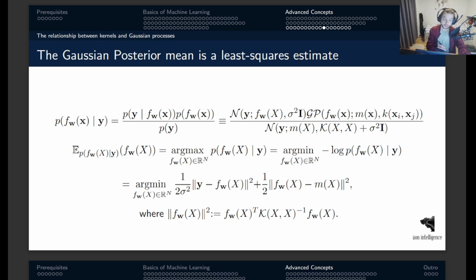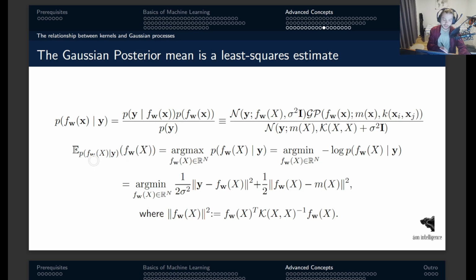And I want to convince you again that the Gaussian posterior mean is a least squares estimate. And for that, let's find the expectation of our prediction vector. So this is the model drawn from the Gaussian process, the posterior Gaussian process, applied to the dataset X. This is our prediction vector y hat.